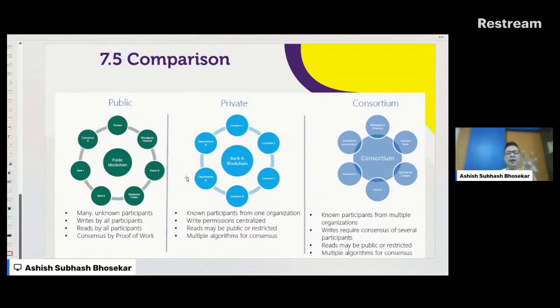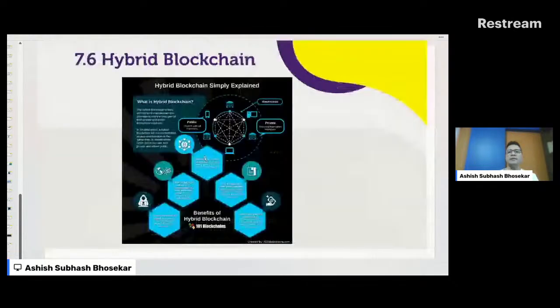Private has the benefit that it is more secure, very very secure. Public is open to all and anyone can access. Consortium has the benefit of both public and private, right? So this is a quick comparison of the three. And then, as I mentioned, last we have an overview of the hybrid blockchain model. I just wanted to share this also with you, right? We are not yet done.